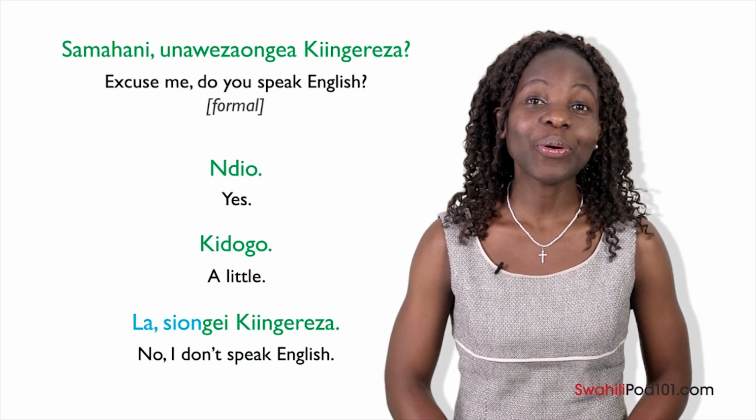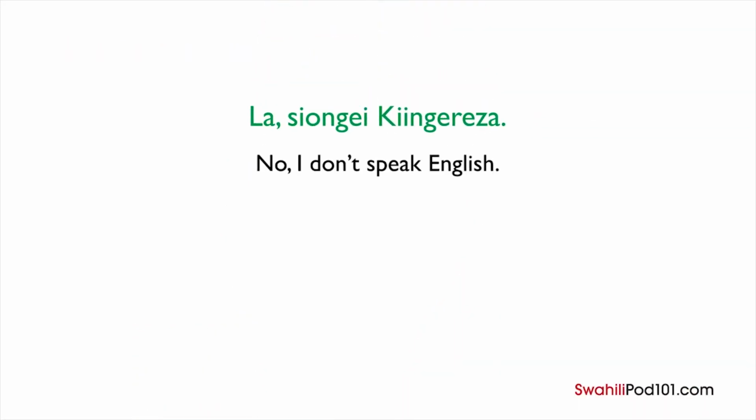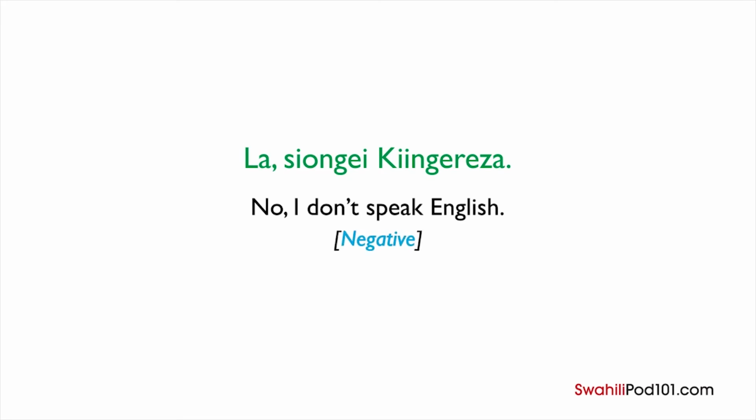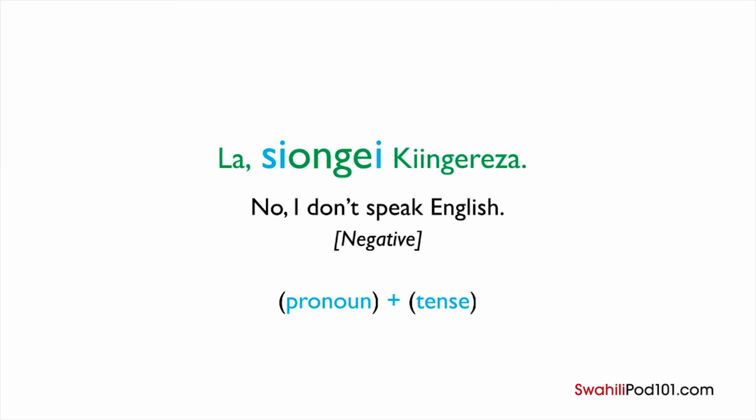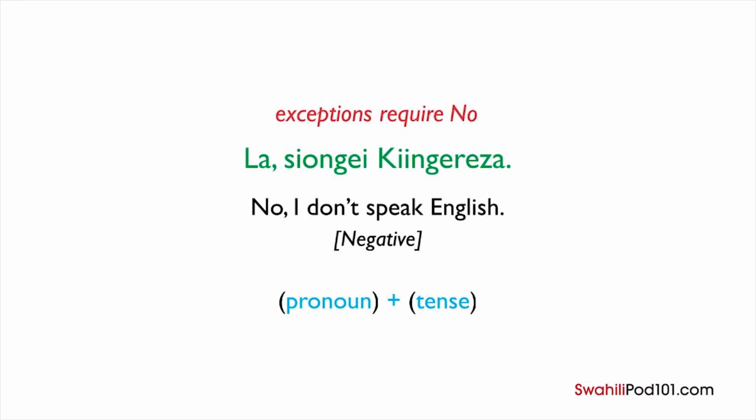Since la siongei Kiingereza is a negative statement, we need to say la first, followed by si before the verb, and an e at the end of the verb. Also note that the verb ongei is slightly different from ongea. This is because negating in Swahili depends on the pronoun and the tense. In this example, the first person prefix si is used before the verb and the suffix e is used at the end of the verb. As you can see, negation in Swahili follows a particular pattern. Some negations, though, require the word no, but we will talk about this in a later lesson.